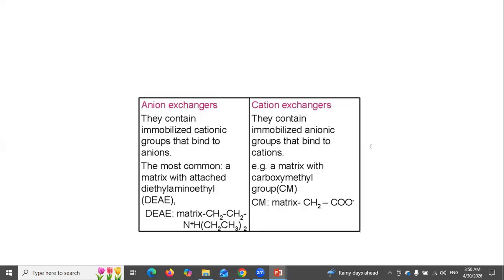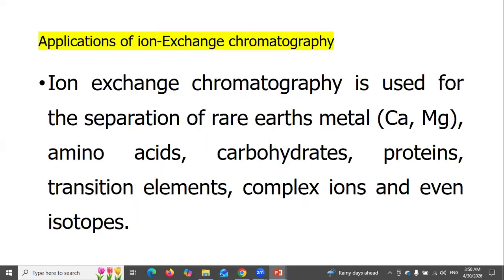For anion exchangers, the most common are matrices with attached diethylaminoethyl. For example, a cation exchanger matrix with carboxymethyl group. Application of ion exchange chromatography: it is used for the separation of rare earth metals, amino acids, carbohydrates, proteins, transition elements, complex ions, and even isotopes.